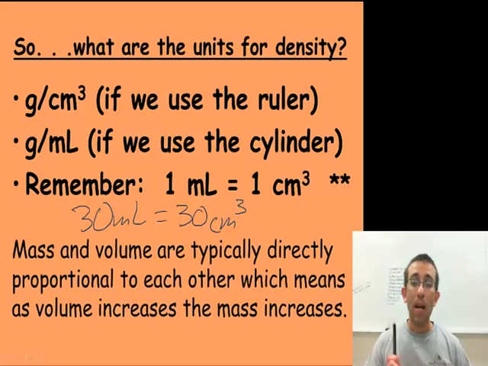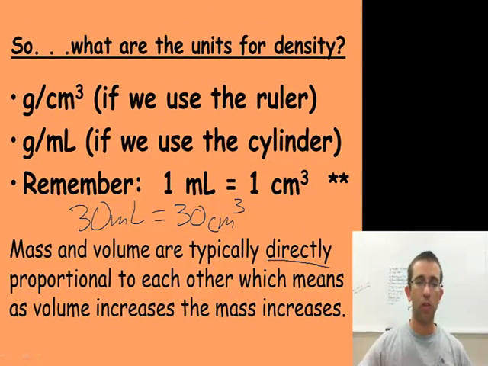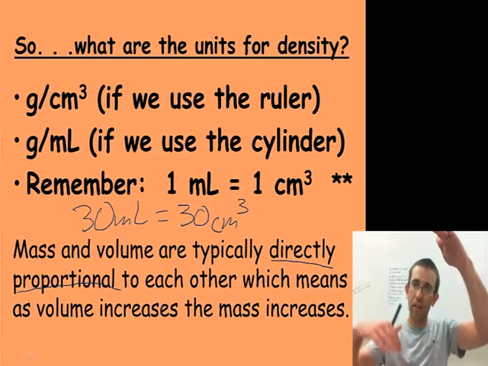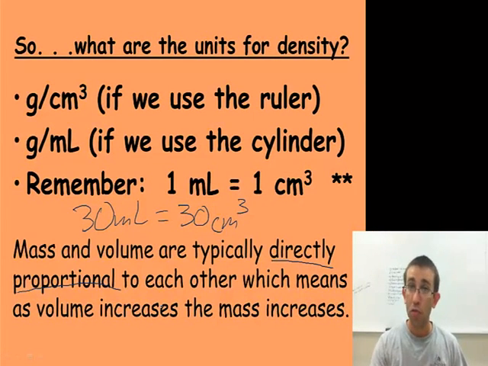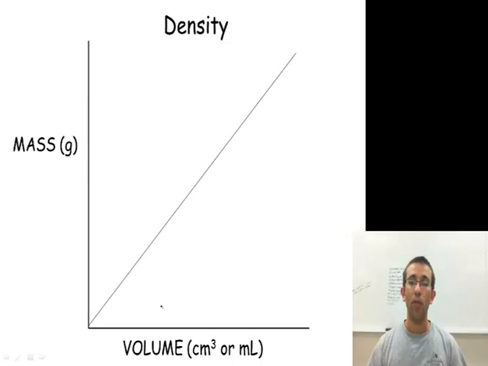Alright, mass and volume are directly proportional. Ooh, big word there. Hopefully you've used it before. Directly proportional. That means as volume increases, mass increases. As one goes up, the other one goes up. So, if we were to look at a graph, the graph would look something like this. As the mass increases, the volume increases.